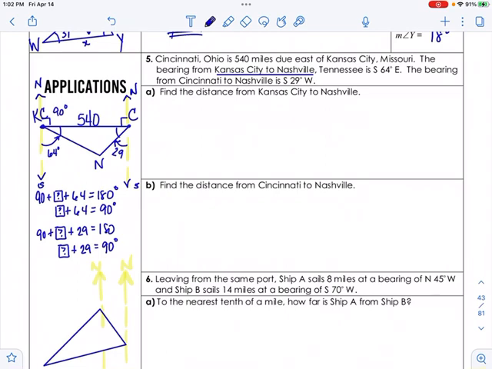Find the distance from Kansas City to Nashville, okay? So we're going to use some information, but before we do, we're going to try to establish what's going on with the angles in here. So you see the 90 and the 64.